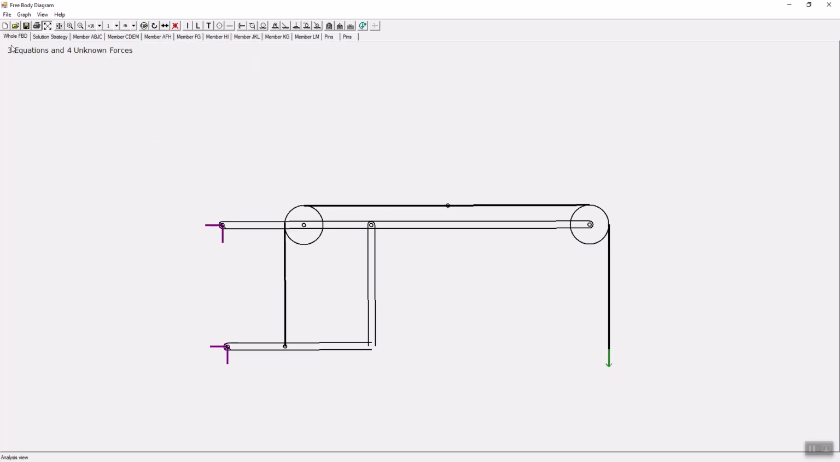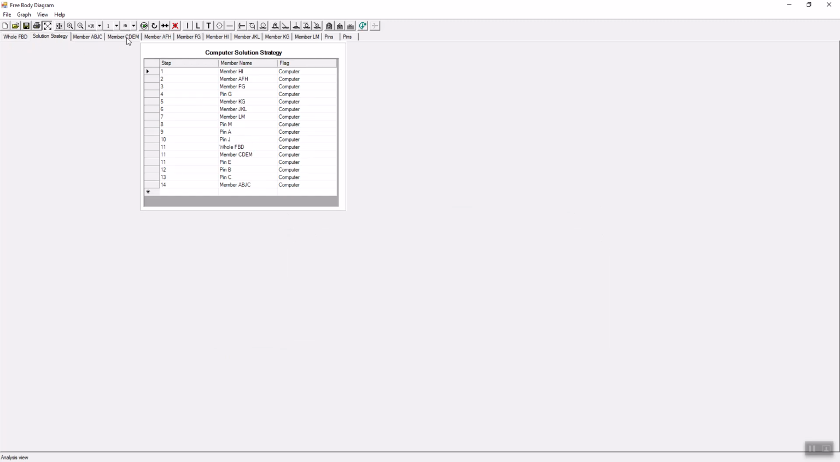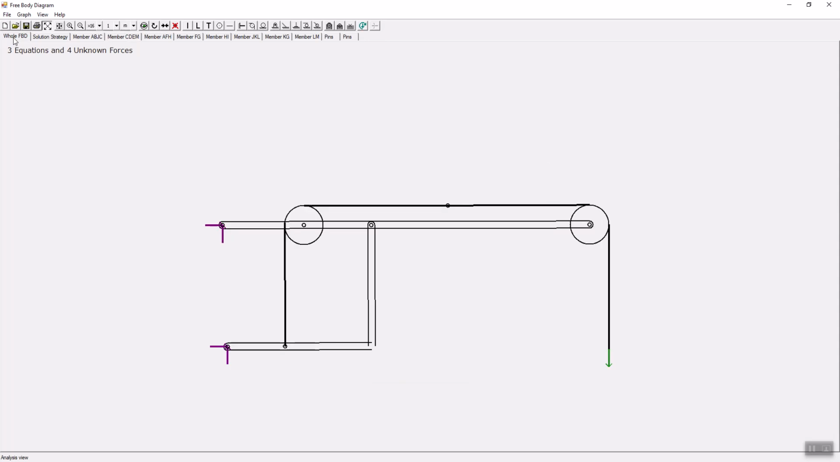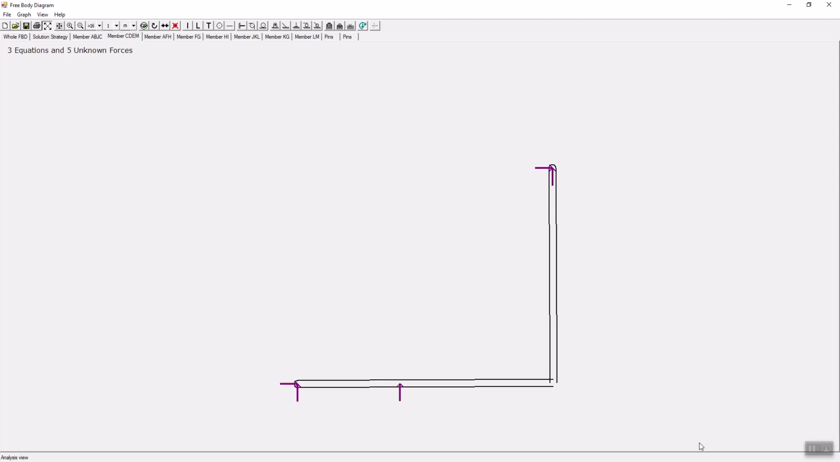So in whole FBD, we have 1, 2, 3, 4. And in member CDEM, we have 1, 2. These 2 are not new unknowns, so we cannot double count them because in whole free body diagram we had these 2. So we have now 1, 2, 3, 4, 5, 6, not double counting these 2 forces.